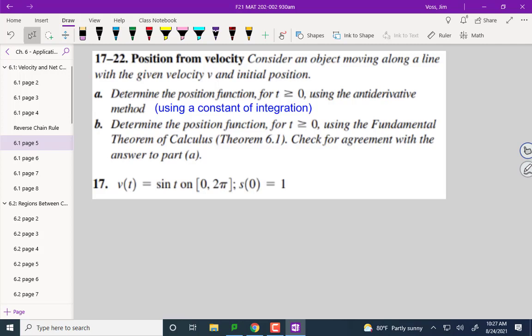Okay. All right, we'll do one more of these and then we'll take a break. Actually, I think I want to take the break now because this is kind of an involved problem. We want to build the position function from velocity, and we're going to do it two ways. Let's not break it up, so let's go ahead and take our 10-minute break now. See you back in 10 minutes.